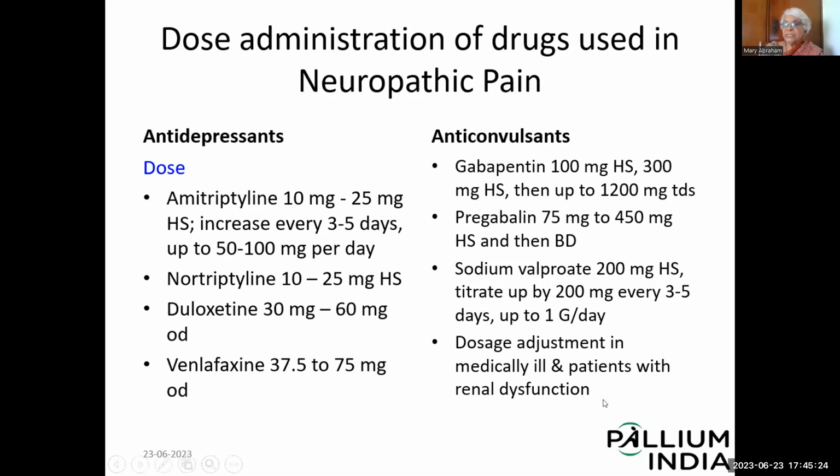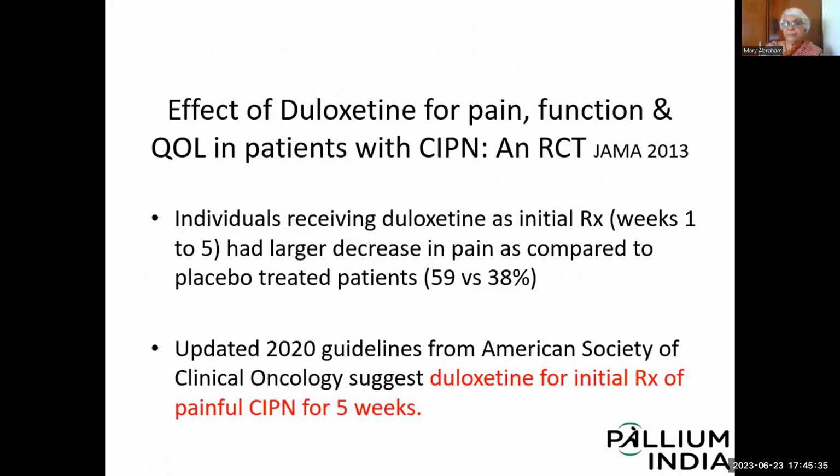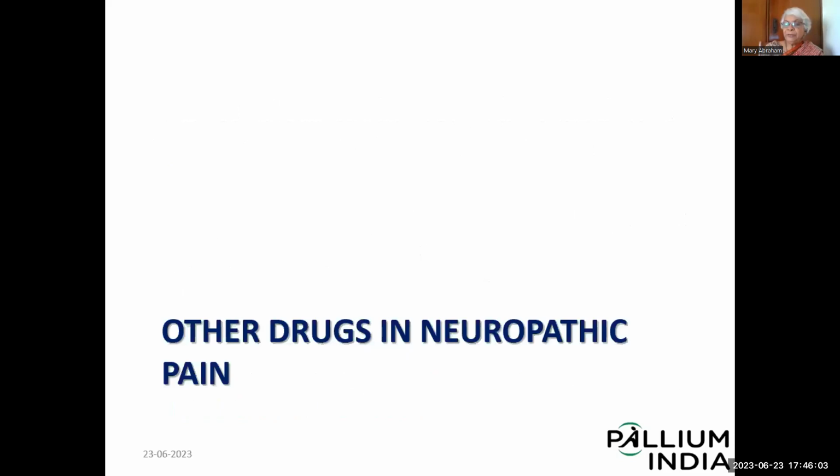Remember, all these doses should be adjusted in the medically ill patients with comorbidities, or those who are elderly or emaciated. You have to adjust the dose according to them. And duloxetine has been particularly useful in patients with chemotherapy-induced peripheral neuropathy. It improves the pain, function, and the quality of life. Patients receiving duloxetine for 5 weeks had less pain as compared to placebo-treated patients. So it has now been added in the updated guidelines for the initial treatment of painful chemotherapy-induced neuropathy.